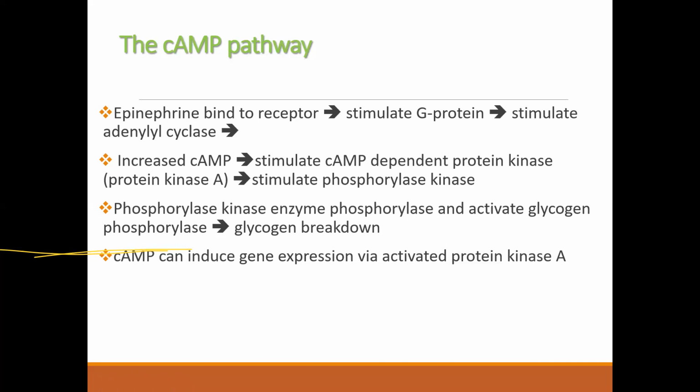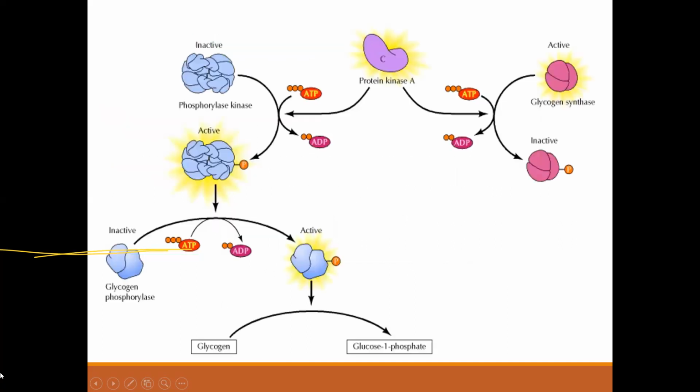And then there is the release of glucose from glycogen, and release of the glucose from the cell into the blood circulation. Cyclic AMP can also induce gene expression too, via the activated protein kinase A. Okay, I will show you the picture. This is protein kinase A, which is activated by cyclic AMP. The protein kinase A can go either this way or this pathway. The protein kinase A can phosphorylate many types of intracellular enzyme. For example, glycogen synthase enzyme.